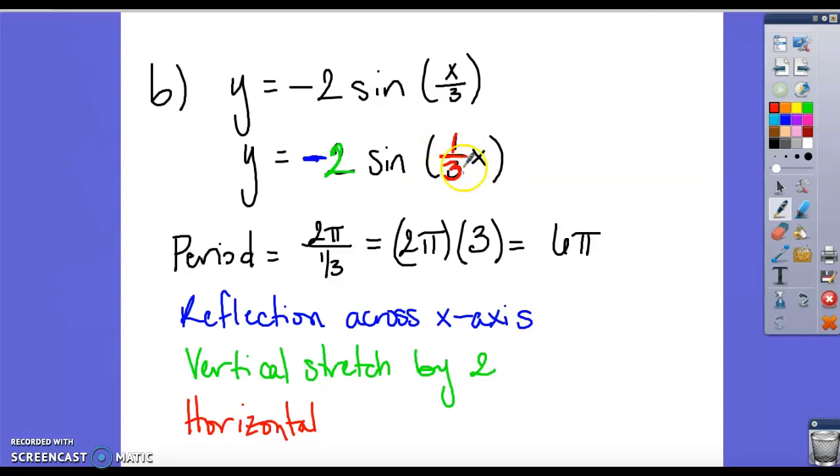When I multiply by a number inside the function, it's the opposite of vertical stretches and shrinks. Because this number is between 0 and 1, it's actually going to be a horizontal stretch. And it's not a horizontal stretch by 1/3. I take the reciprocal, so it's a horizontal stretch by 3. So it's reflected across the x-axis, vertically stretched by 2, and horizontally stretched by 3.